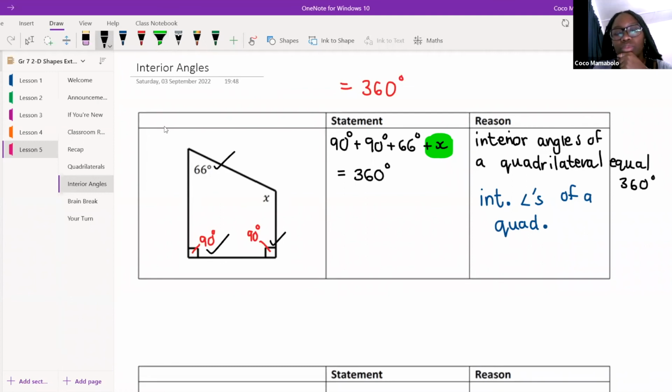Ma'am, I would like to try. So, ma'am, I think we're going to add 90 degrees and 90 degrees. And how much will that give me? 90 degrees plus 90 degrees is going to give us 180 degrees. Excellent. So I'm going to have 180 degrees plus 66 degrees plus x degrees is equal to 360 degrees. I'm not done. I still want x. How are we going to get there?